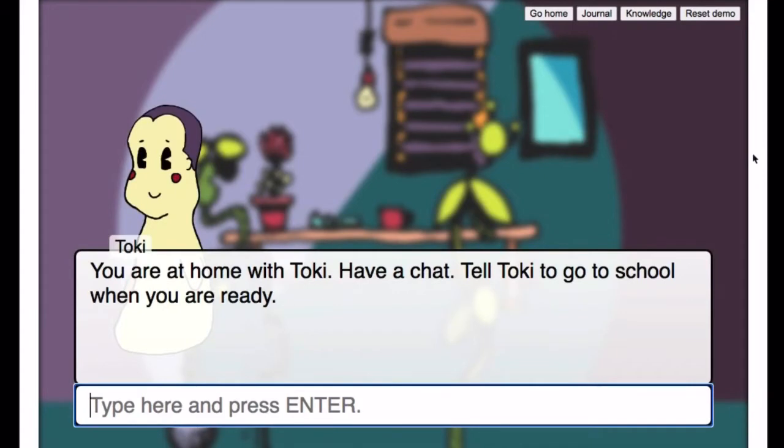I'm Daniel, and this is my game, Tokamak Elementary. You play as a wizard who has summoned a little spirit creature and named it Toki. Toki understands some English, but is mostly a blank slate.